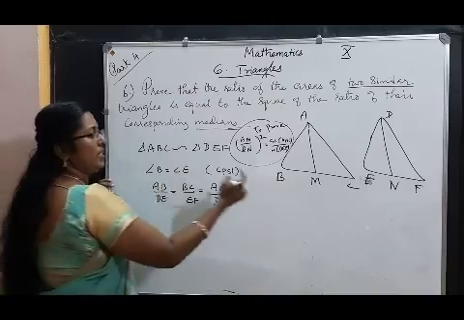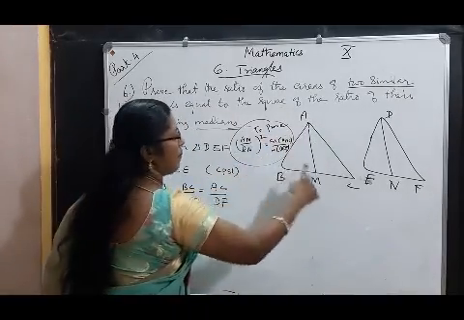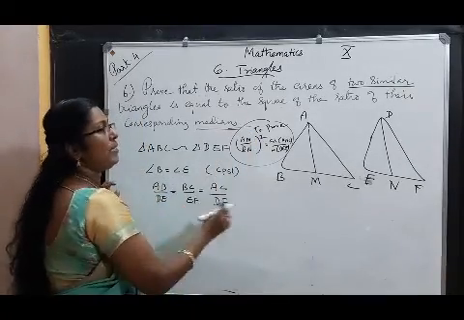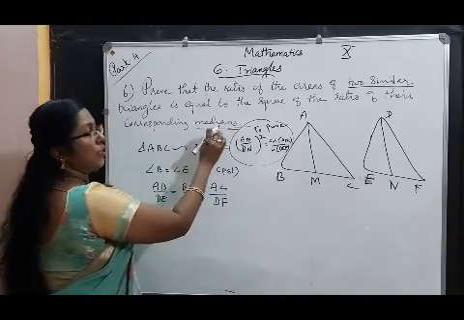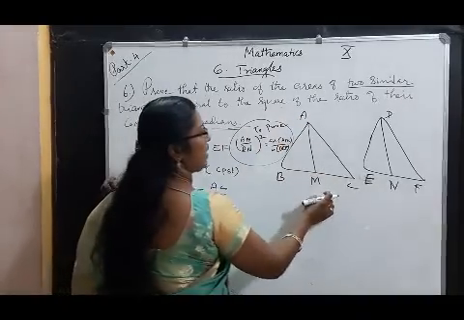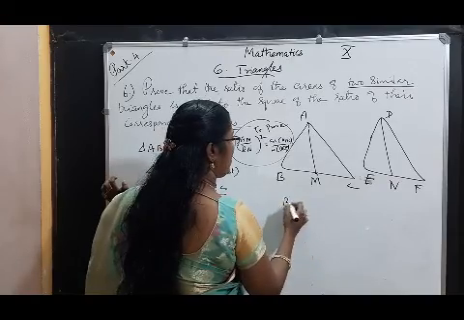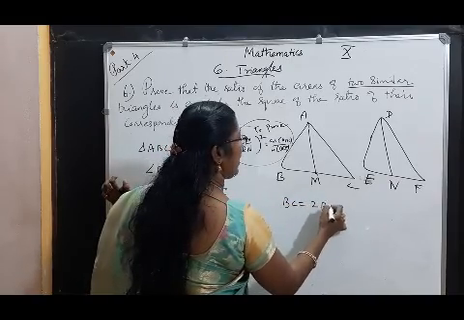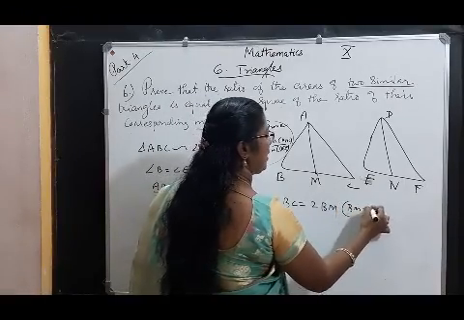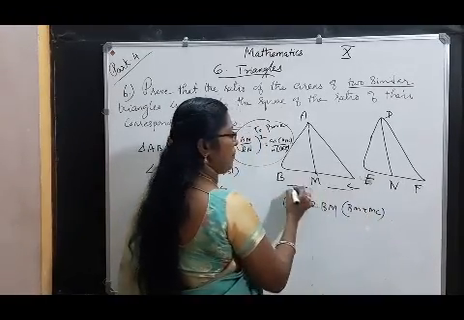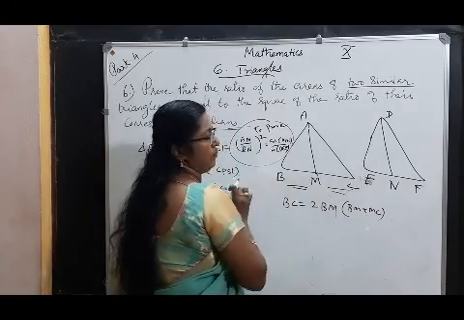Then here what is given? AM is the median of triangle ABC. We construct the median AM and DN. M is the midpoint of BC, so BC equal to 2BM, because BC is BM plus MC, and MC and BM are equal. So we can write BC equal to 2BM.